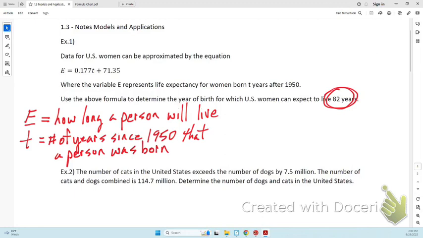So 82 is life expectancy, that is E. So up in our equation, I'm going to put 82 in place of E, and I'm going to solve for T. So it's pretty straightforward in that regard. The harder part is making sure you plug in the right number for E, and then knowing what to do with T on the very last step. So I'm going to subtract 7135 from both sides, and I get 1065.